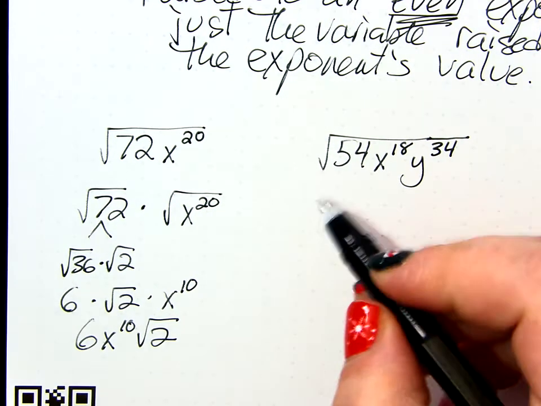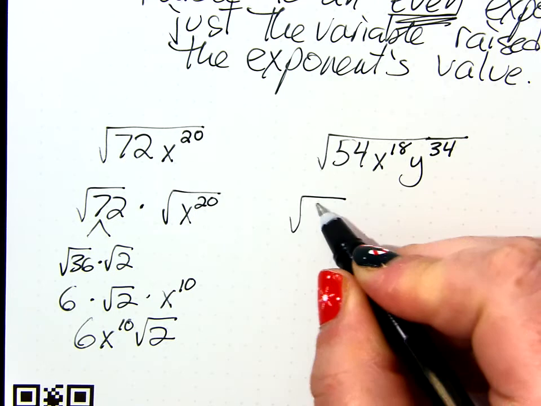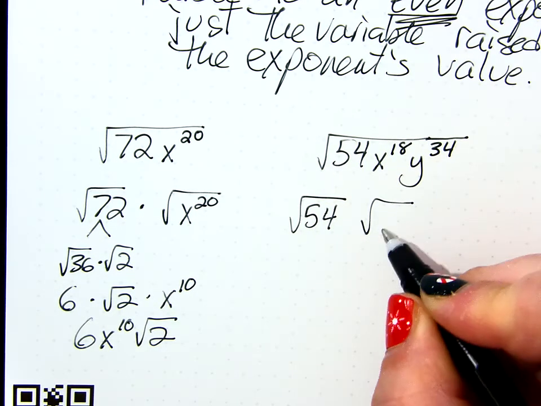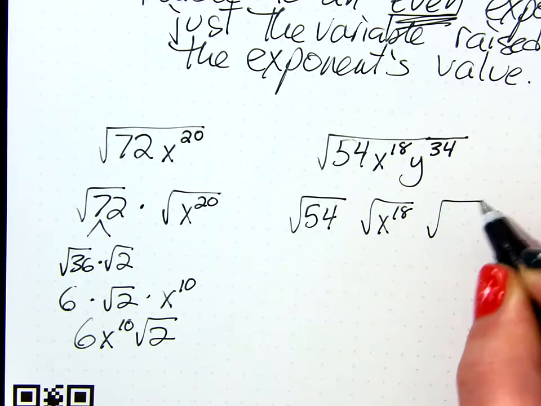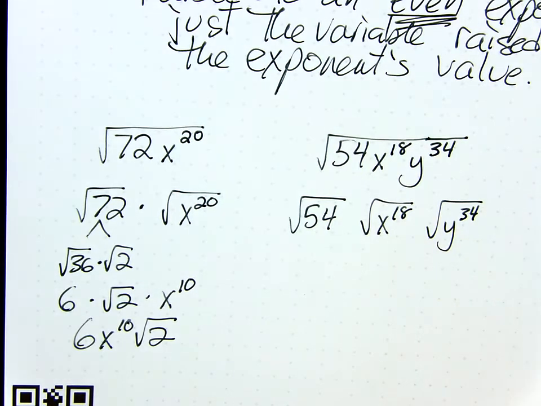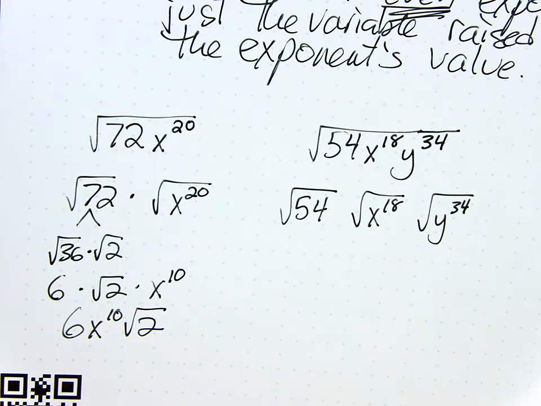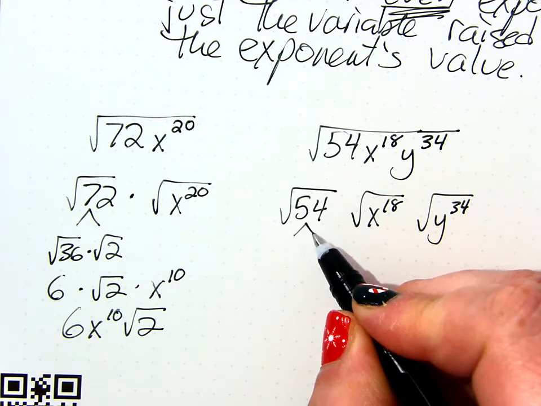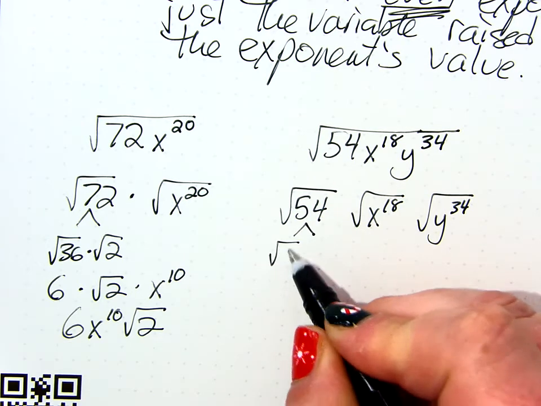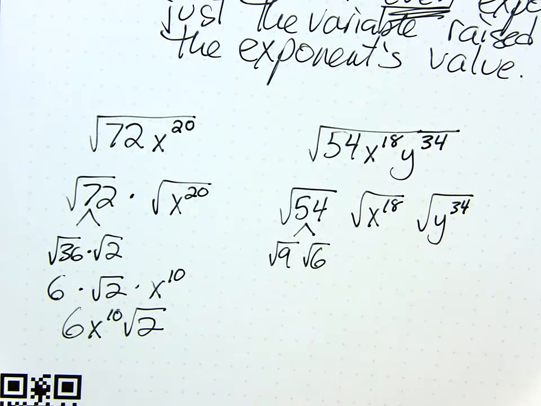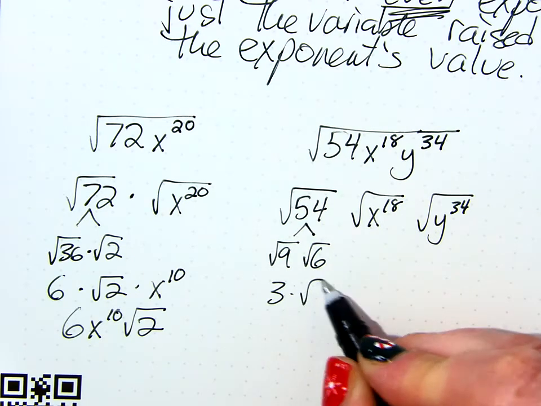So I would again start by breaking it up. I have square root of 54. I'm also going to deal with the square root of x to the 18th, and then I would have the y to the 34th. So I just break it up into 3 little mini problems, and I handle each one separately. And at the end, I just multiply everything together. Okay? So 54, what's the largest perfect square that goes into 54 in this list? 9, right? 9 times 6. So that gets me 3 root 6 from this.